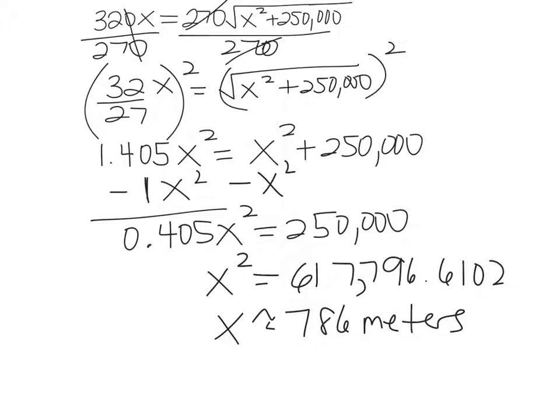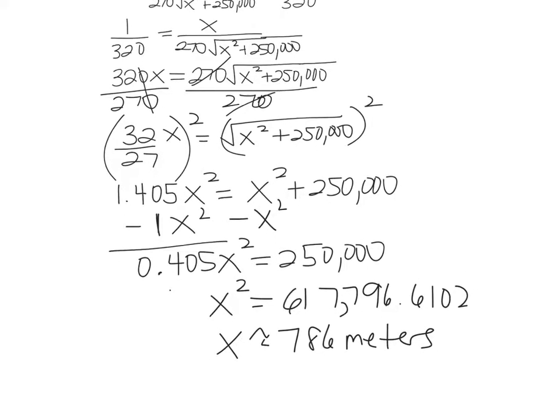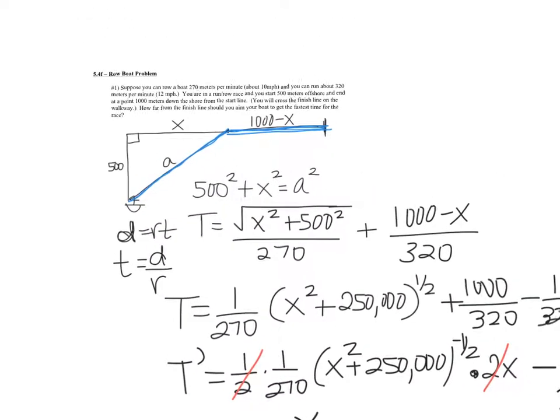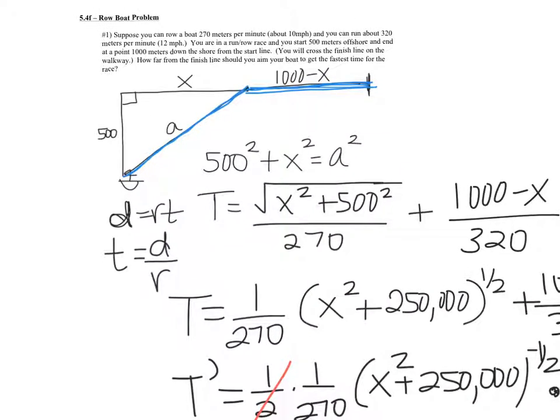So let's go back and see what the question's asking. It's saying, how far from the finish line should you aim your boat? So you should aim your boat about 786 meters down. So my drawing's a little off. This looks like about 500 because it looks like halfway. But it looks like you should row your boat a pretty good distance to here and then run the rest of the way.